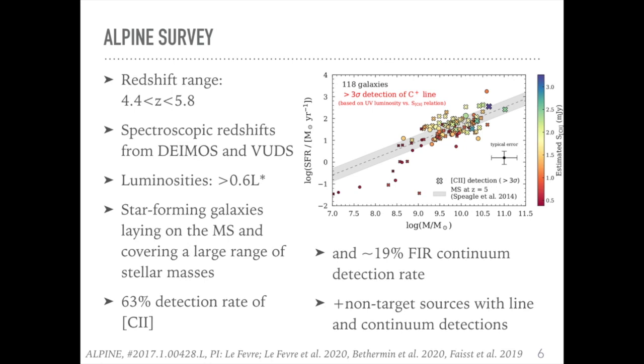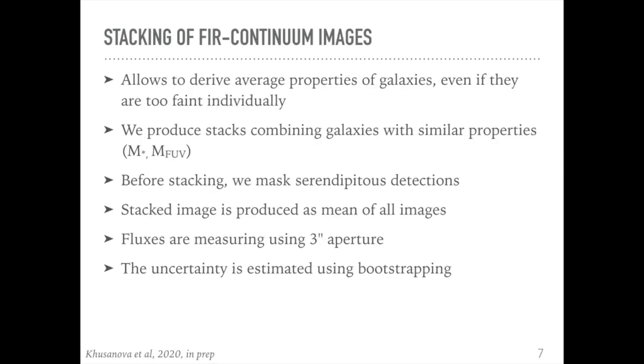So, what can we do if we have this low detection rate of far infrared continuum? We can use stacking and derive the average properties of galaxies, even if they are too faint to be detected individually. We combine the galaxies with similar properties, and we can measure the average far infrared flux of these galaxies. To measure the flux, I used a three arcsecond aperture to get all the flux from the galaxies, even if there are some small offsets from the phase center.